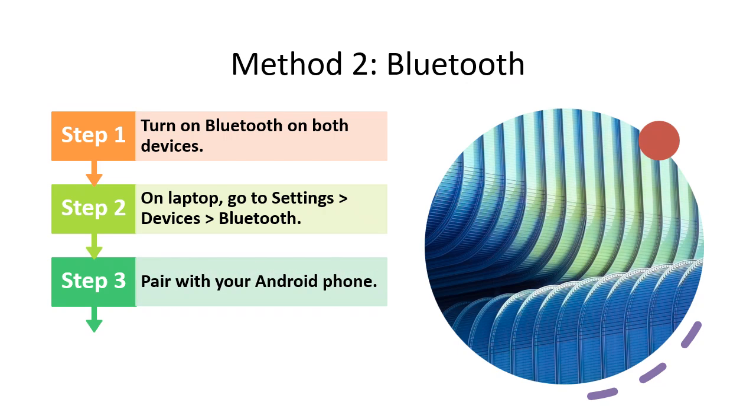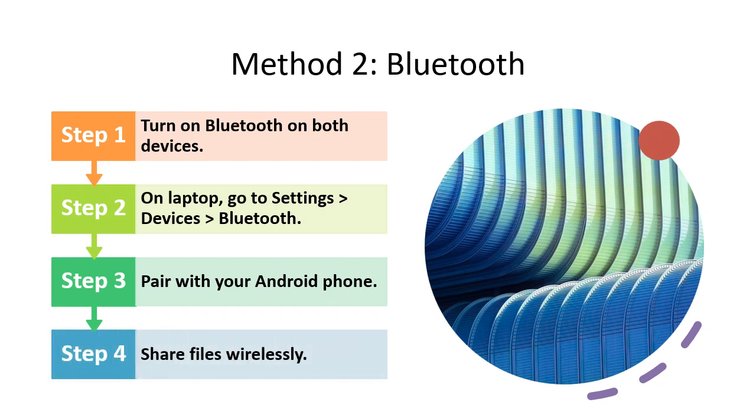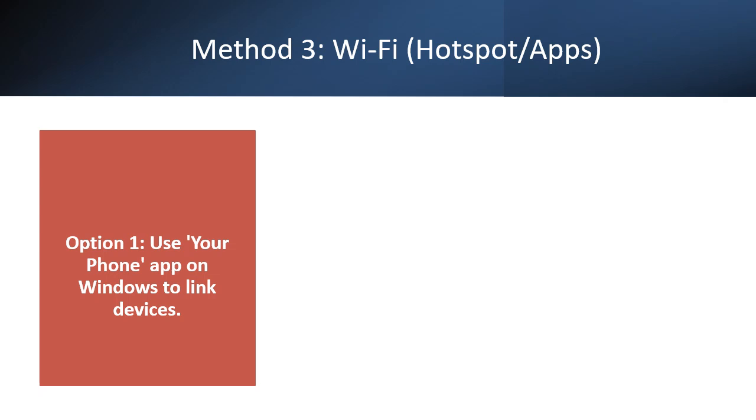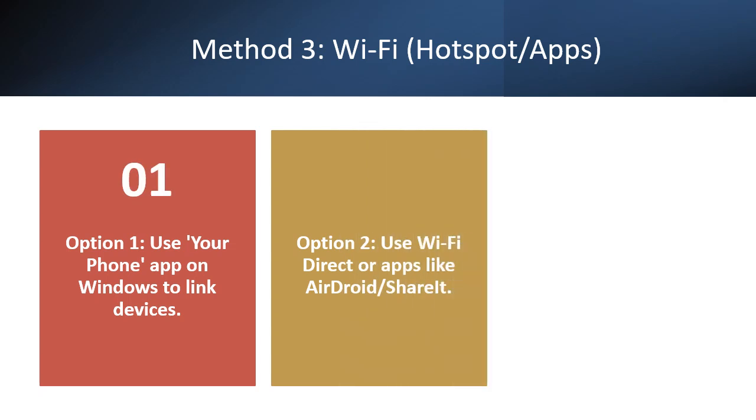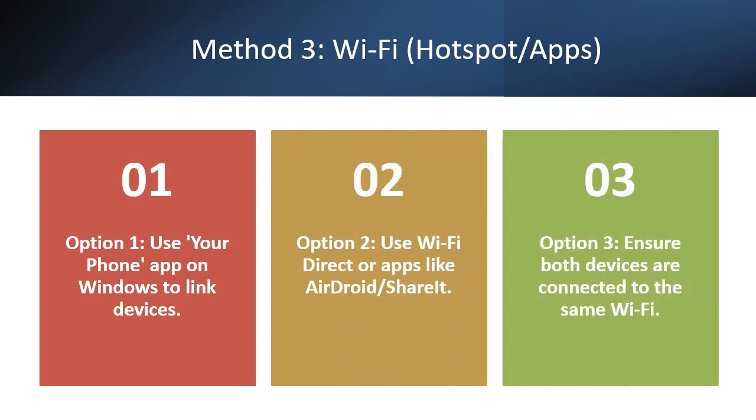Method 3. Wi-Fi or apps. Another way is through Wi-Fi or apps. Windows has a built-in Your Phone app that lets you link your Android device. You can also use third-party apps like AirDroid or Share It. Just make sure both your phone and laptop are connected to the same Wi-Fi network.